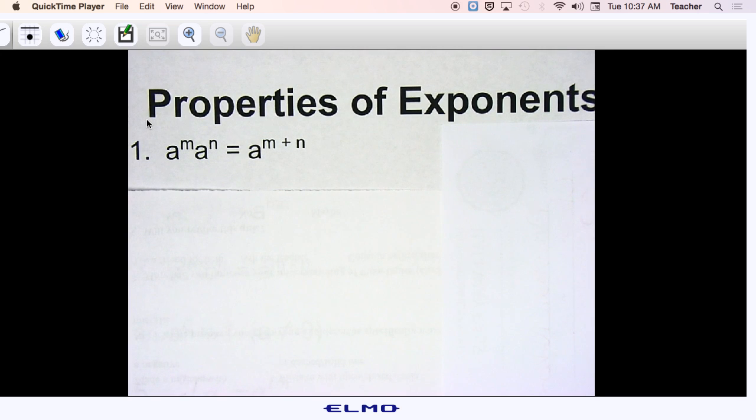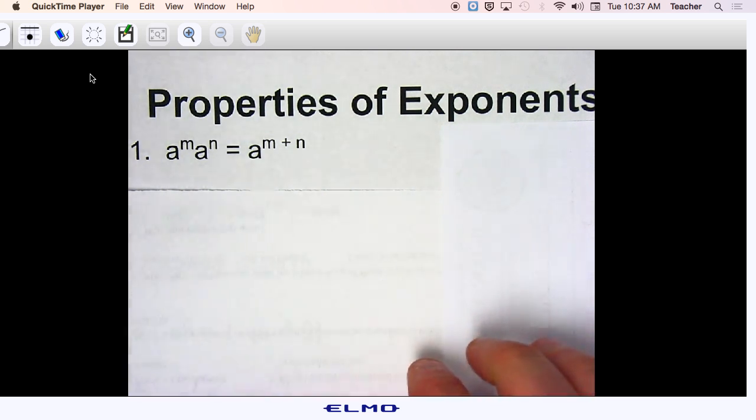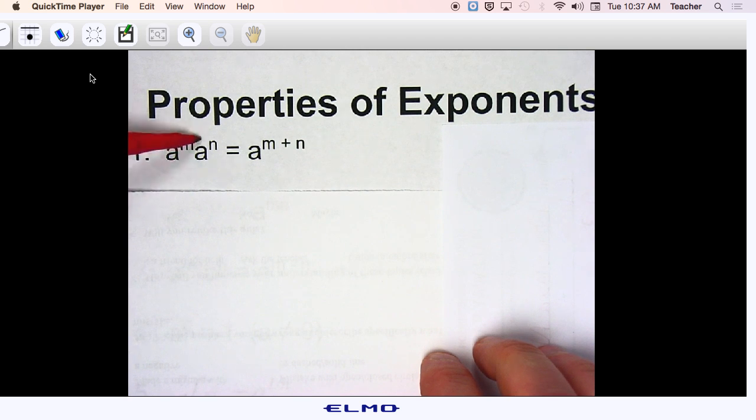So we're going to take a few quick notes on properties of exponents, sort of a quick intro to chapter 3 that we'll be dealing with after the financial math unit. So there's the first one, a to the m times a to the n equals a to the m plus n.